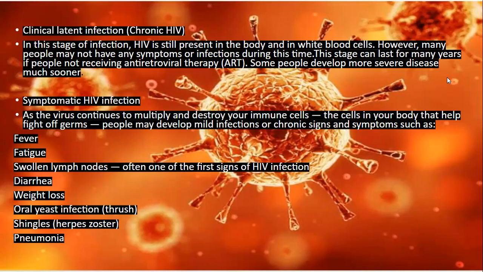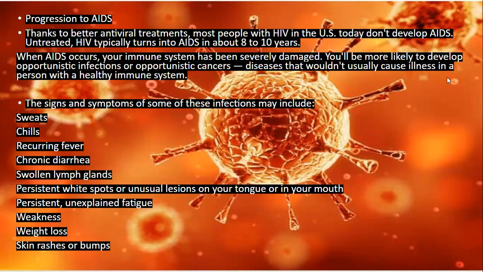As the virus continues to multiply and destroy your immune cells, the cells in your body that help fight off germs, people may develop mild chronic infection signs such as fever, fatigue, and so on, because there is no immune system. And it progresses to AIDS. Thanks to better antiviral treatments, most people with HIV in the US don't develop AIDS. Untreated HIV develops into AIDS, which is terrifying.